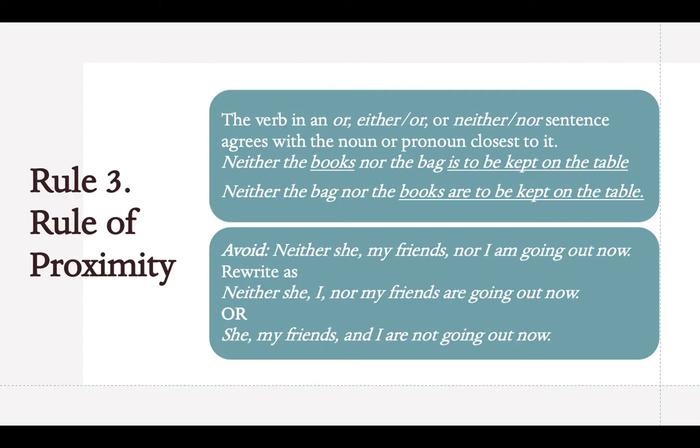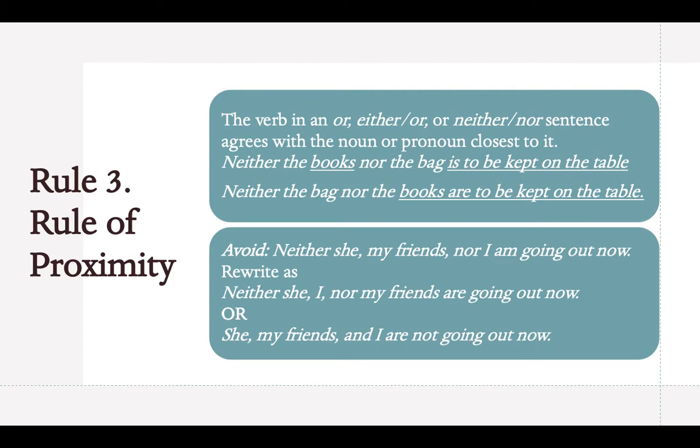Look at the examples. Neither the books nor the bag is to be kept on the table. In a neither-nor sentence, two things are involved. There are books and there is a bag. Books is plural, bag is singular. Now, what is the verb's nearest noun? It is bag. Bag is singular, therefore it is: is to be kept on the table. You can't say, neither the books nor the bag are to be kept on the table, that is wrong.